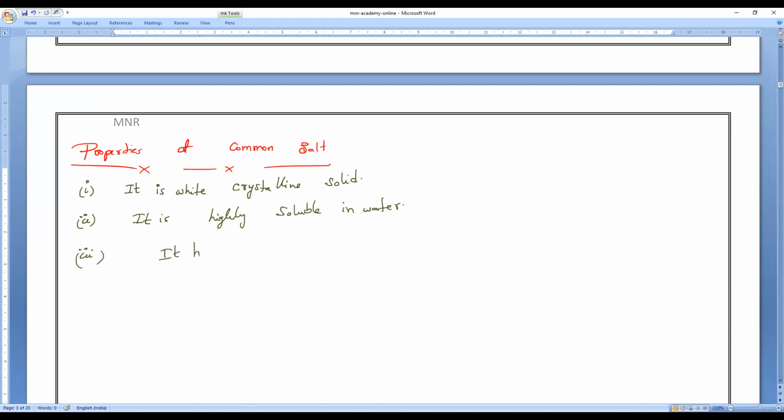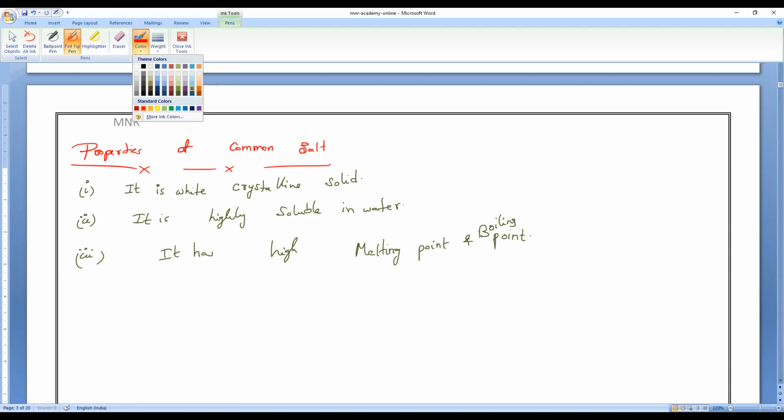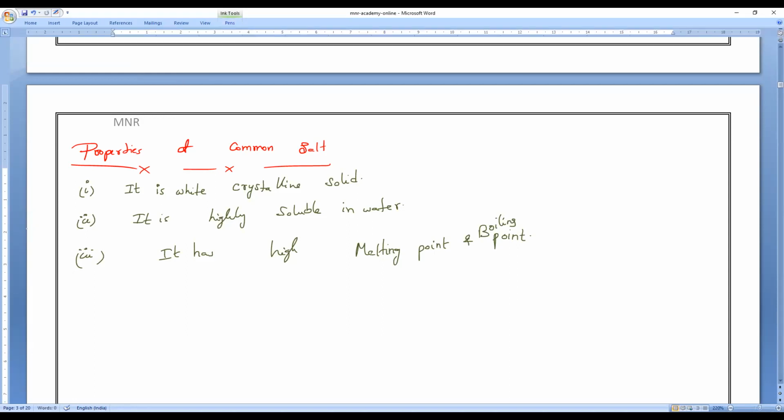Next. It has a high melting point and boiling point. Melting point and boiling point. Okay. BP, I'm writing here. Boiling point. Now, one thing I want to ask you, how many of you observe the salt? Everybody? Have you all noticed the salt at least? Experience it? So let us notice it.